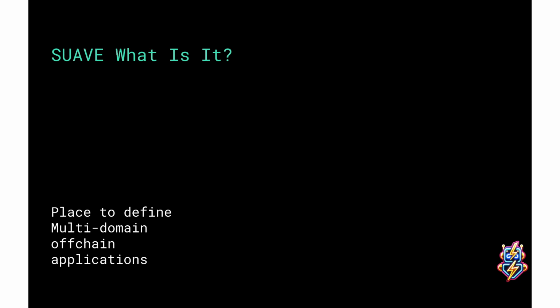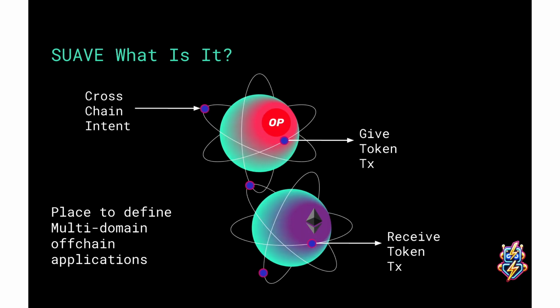So what else is SUAVE? It's a place to define multi-domain off-chain applications. In our previous example, we had seen how there was protocol data and consensus and storage that are defined, as well as rules. But one thing we didn't mention is that you can actually closely link this to a specific node on a specific chain.